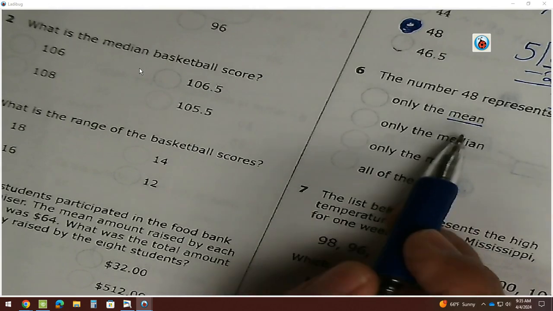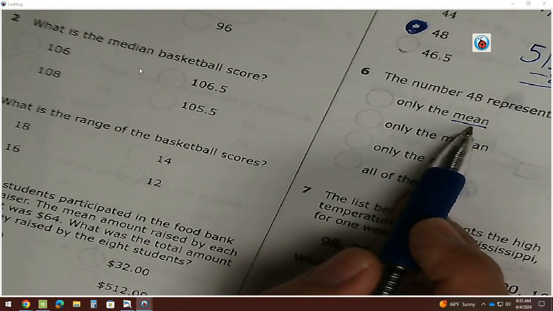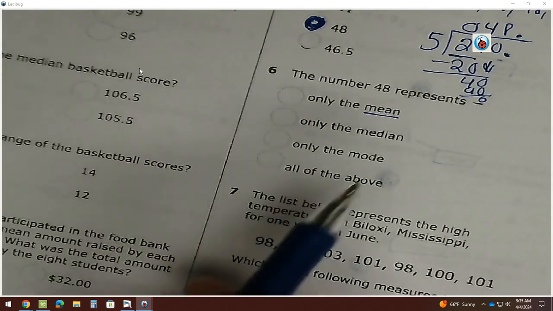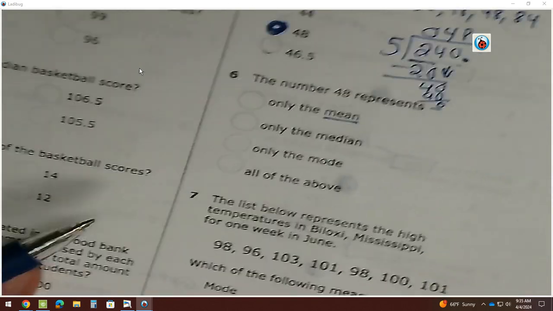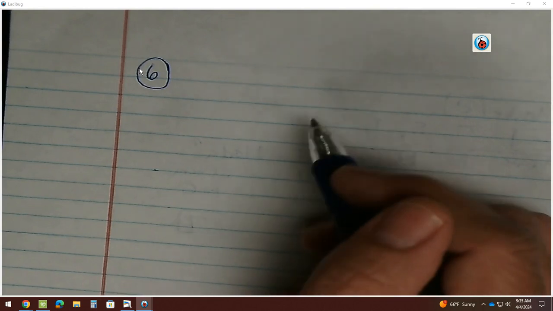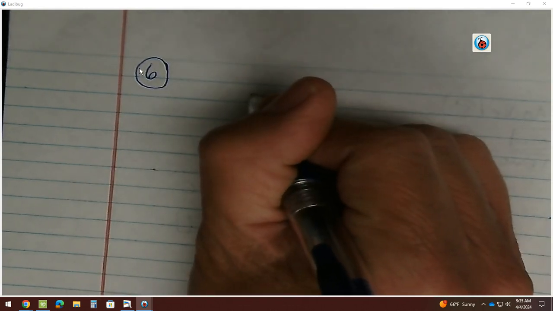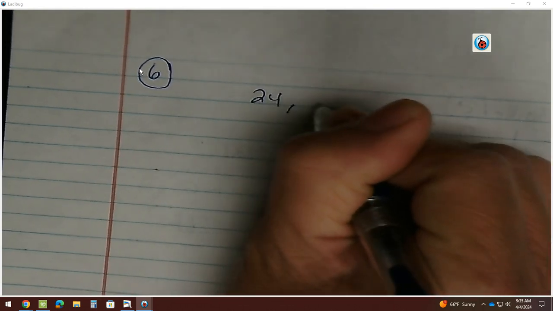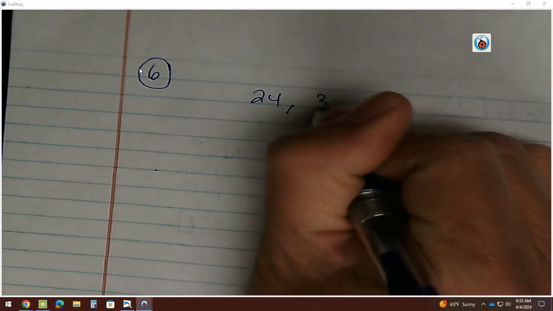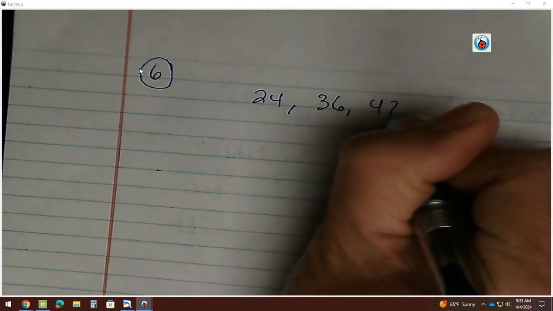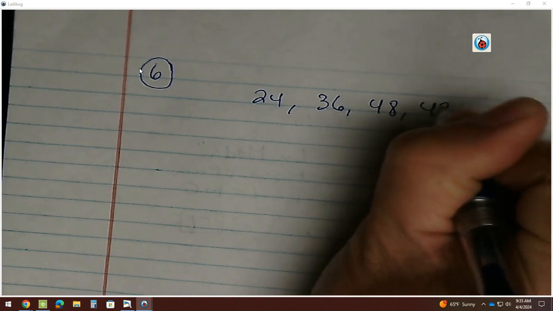We already know that the mean is 48, right? We already figured that out in the first question. So I already know that the 48 is the mean. So I'm putting it there for now. Yes, you're the mean. But now I need to check if you're also the median. Okay? So I'm going to check that with a box plot. Let's put them in order. What's the first one? 24. Next. 36. Next. 48. Next. 48. Next.